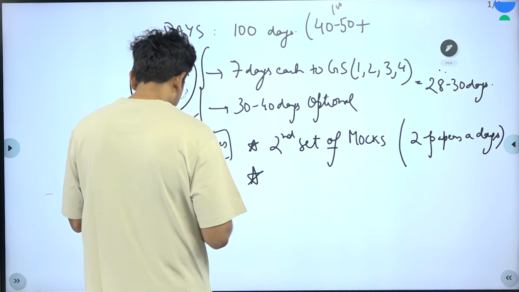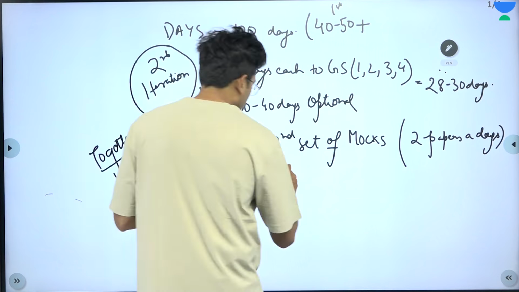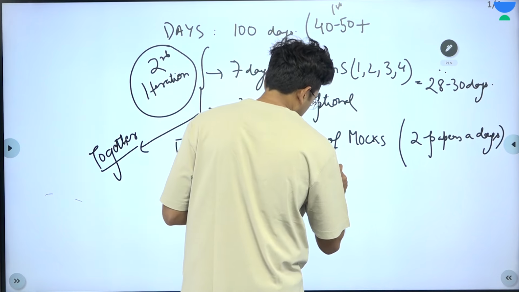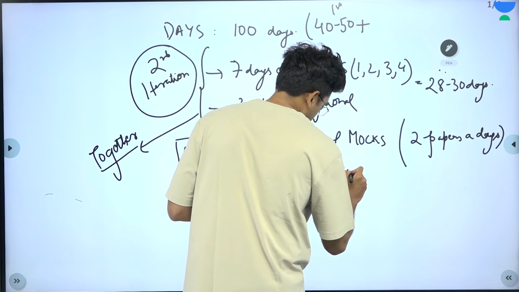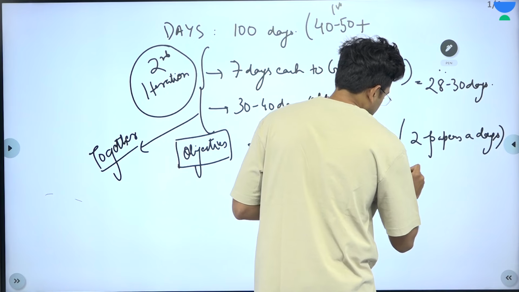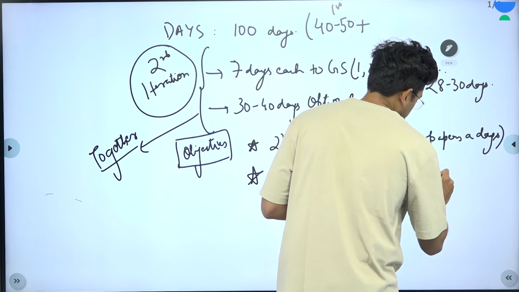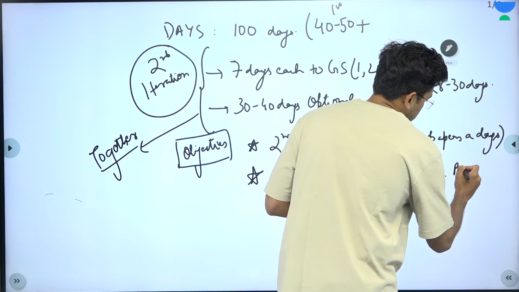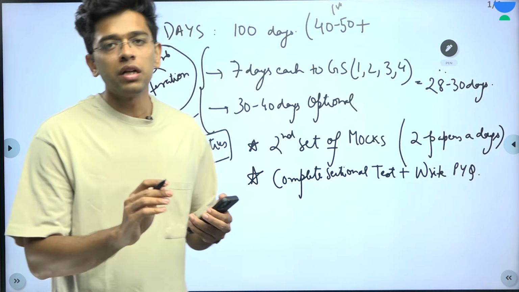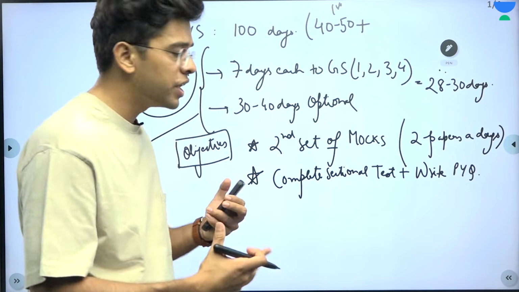In your optional, I would say you complete your sectional test, whatever is there in your test series, plus write PYQs. Because now you are comfortable with some part of the syllabus, so it's a good time to always start solving previous year question to get in the feel of UPSC.